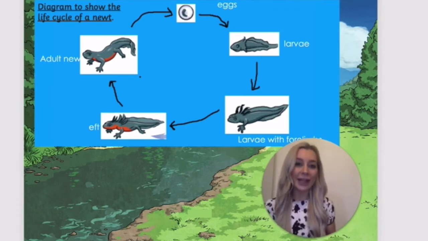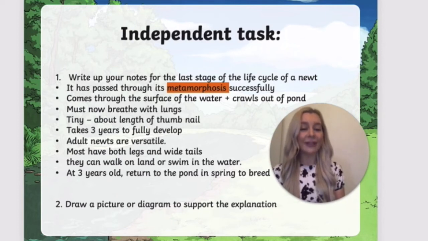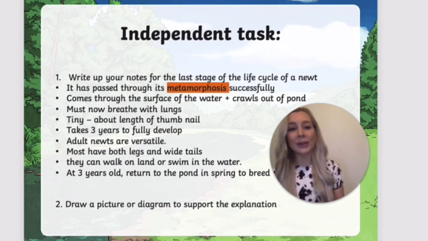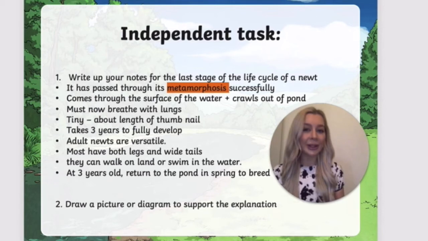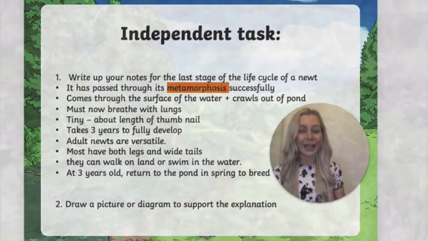Your independent task for this lesson is in 2 parts. The first part is to write up the 5th and final stage of your notes about the life cycle of the newt. This is going to go under your work from yesterday. Once you've done that, it's time to start your diagram or picture to support your explanation text.